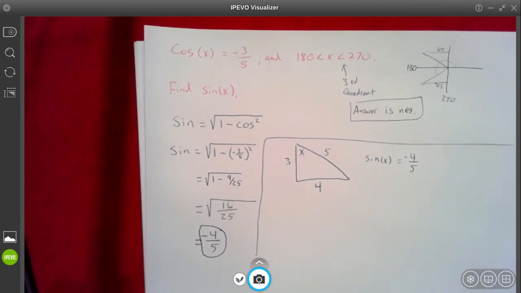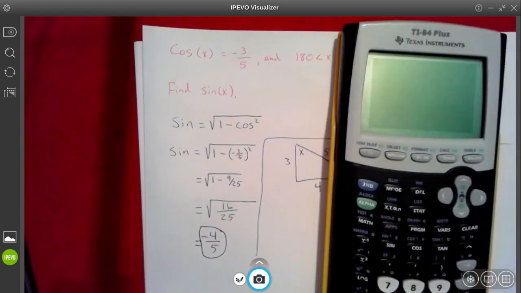The other way, which is not as effective, you can't always use it, is to use your inverse trig functions.